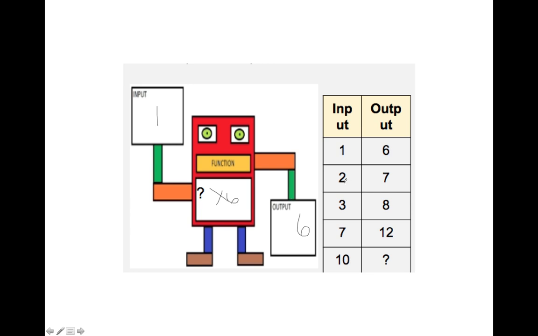What about this one? 2 times 6 is 12, so that doesn't work. So we need to get rid of that and try again. So what else could have happened? 1 add 5 is 6, so let's try adding 5. Does it work with the others? 2 add 5 is 7, that works. 3 add 5 is 8, that works. So the machine's function must be plus 5.